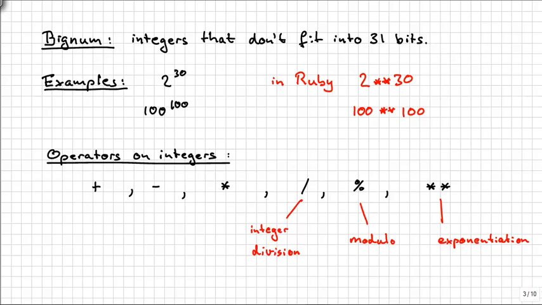And in fact the operators we have available on integers are the usual suspects: plus for addition, minus, multiplication, integer division, modulo, and exponentiation.